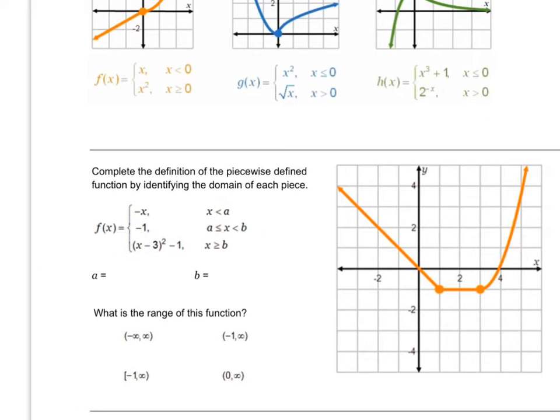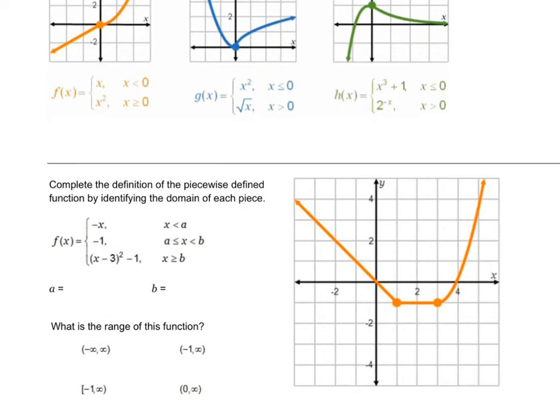Okay. All right, on this one, it says complete the definition of the piecewise defined function by identifying the domain of each piece. So here, on this graph, you have the line y equals negative x. So you have a line, slope of negative 1, goes through the y-intercept of 0. And we want to figure out, where does that exist? X is less than what? So this value here, where this line stops and it changes, has the x value of positive 1. So A is equal to positive 1.